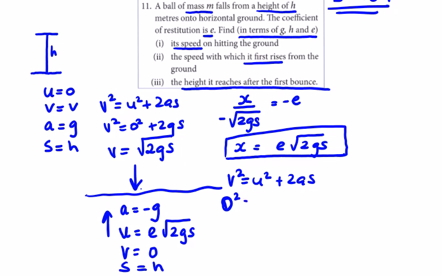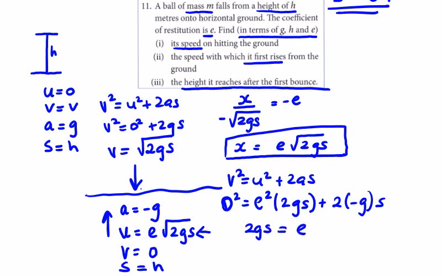So 0 squared, it's going to stop, is equal to u squared, which is e squared by 2gs, if you square this straight away, and then plus twice minus g times s. So 2gs is going to be equal to e squared times 2gs. Just let me go back and change what should have been h's back here, just to be better mathematically. That's 2gh, making this one h and this one h, because we were given the h originally.